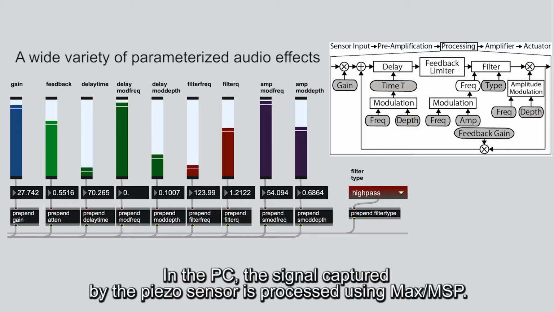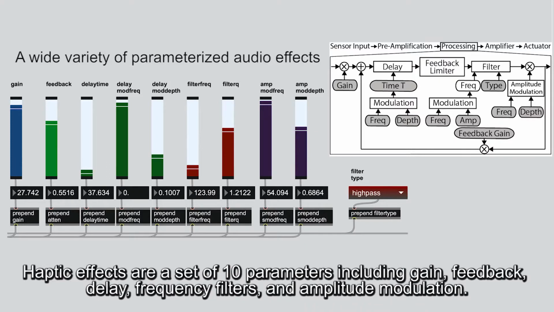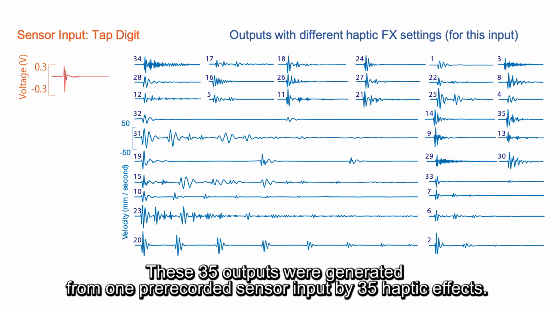In the PC, the signal captured by the piezo sensor is processed using Max/MSP. Haptic effects are a set of 10 parameters including gain, feedback, delay, frequency filters, and amplitude modulation. These 35 outputs were generated from one pre-recorded sensor input by 35 haptic effects.